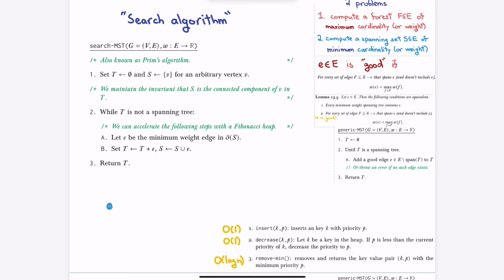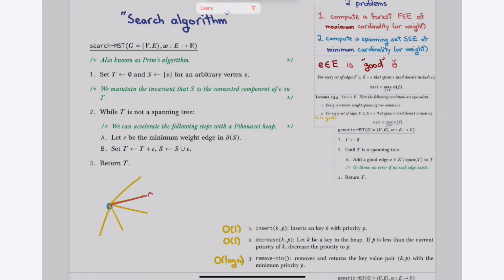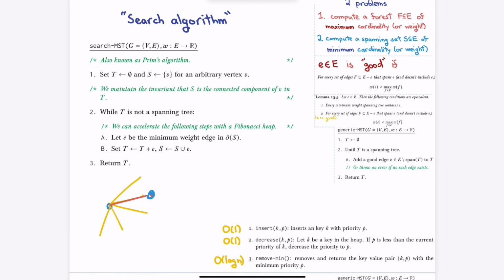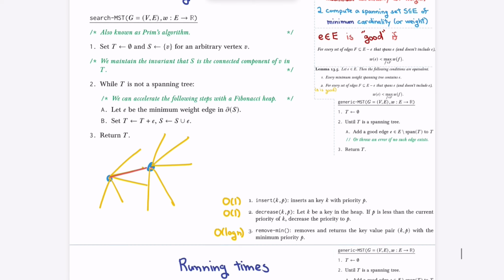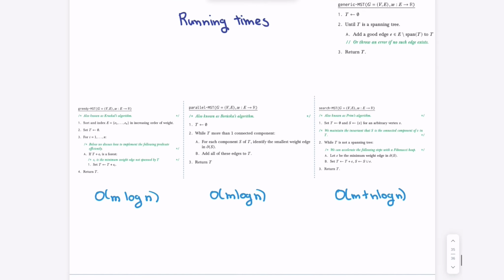So the idea is that initially I will add all of the edges incident to my first vertex to my priority queue. Then I'll get the minimum weight edge in the priority queue, and that'll give me a new vertex. And then I'll add all of these incident edges to the priority queue, and keep getting the minimum weight edge, minimum weight edge. So that's it. The first algorithm is m log n, the second algorithm is m log n, the third algorithm comes up to m plus n log n, just like Dijkstra's algorithm.